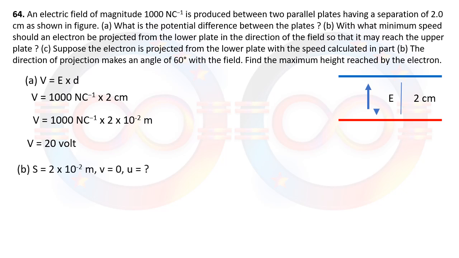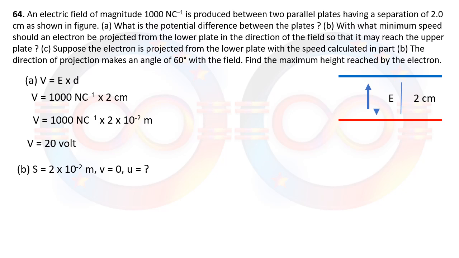B part is asking, with what minimum speed should an electron be projected from the lower plate? We know that the lower plate is positive, and the electric field is there from positive to negative. If we project an electron from positive towards negative, it will be retarded in the course of time. It is going to be stopped finally, because the negative plate is going to repel it.